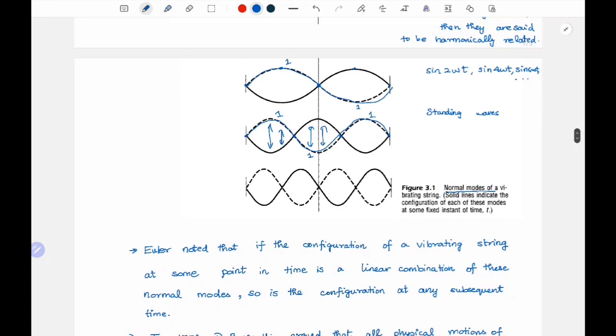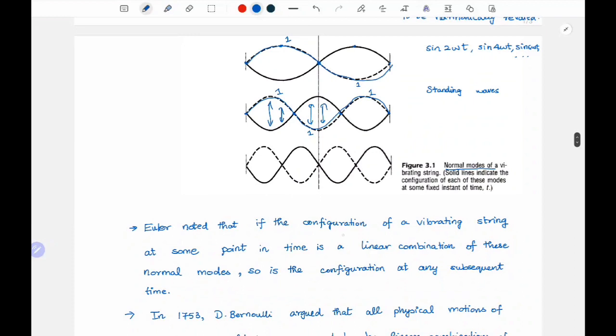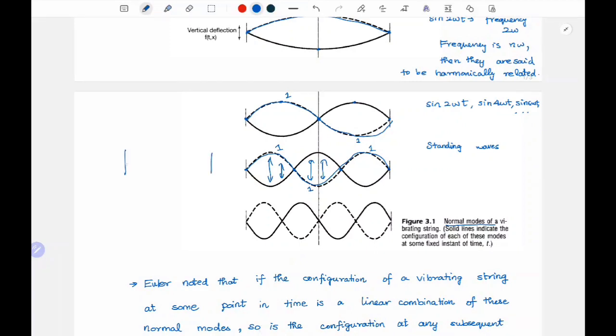So what did Euler note based on this observation? He noted that if the configuration of a vibrating string at some point in time is a linear combination of these normal modes, so is the configuration at any subsequent time. What he actually means is, let's say this is the string and it has some shape like this at some time t1. Let's say this is the x-axis and this is the vertical height. So f of x comma t, it depends on time and the position where it is.